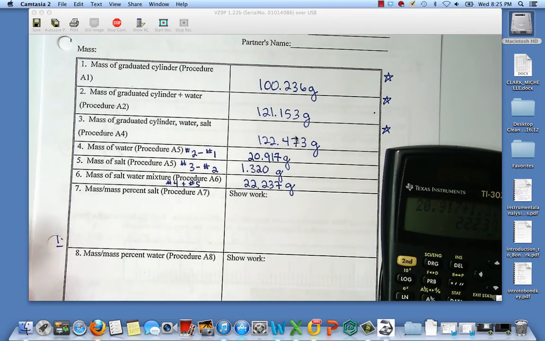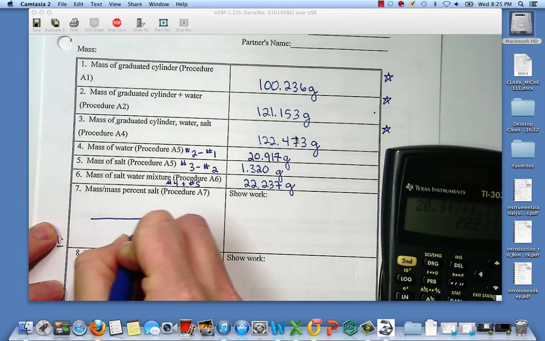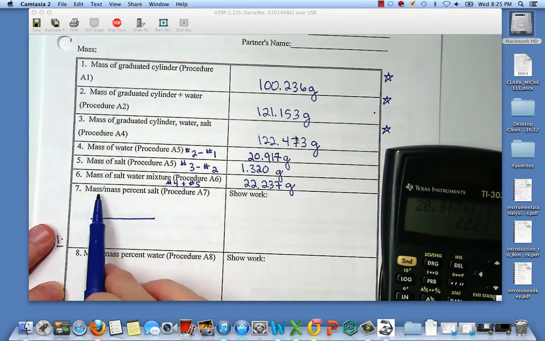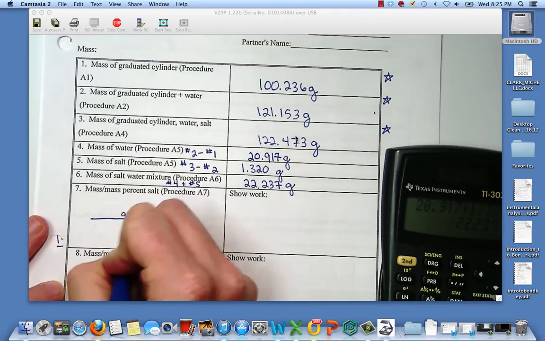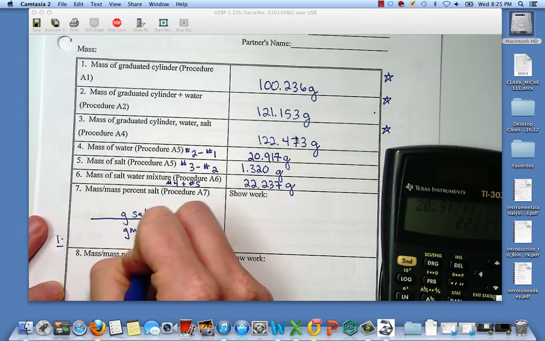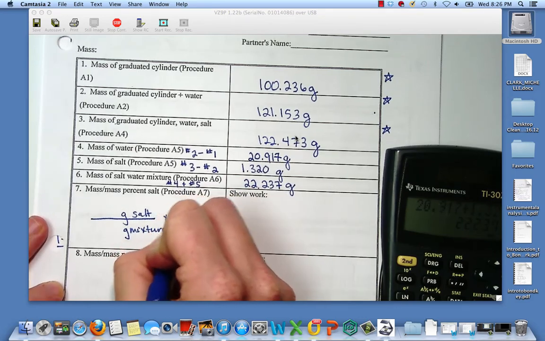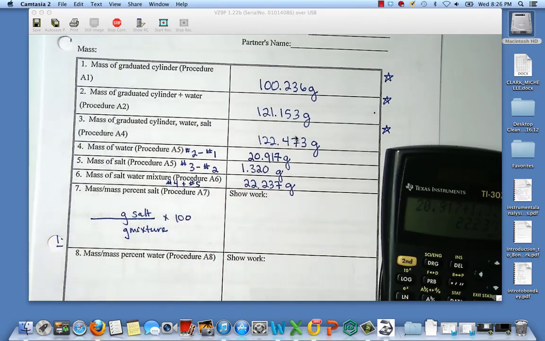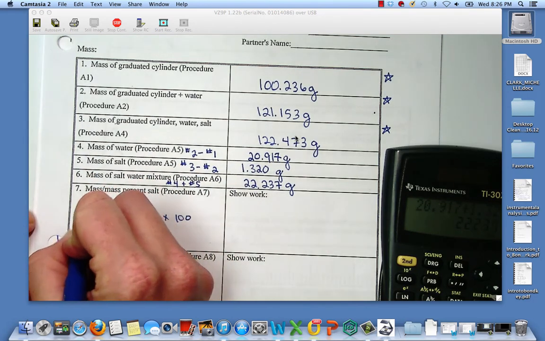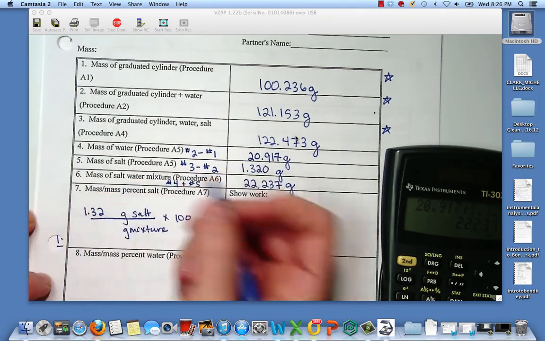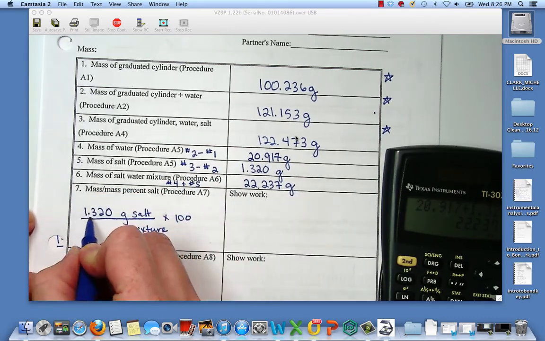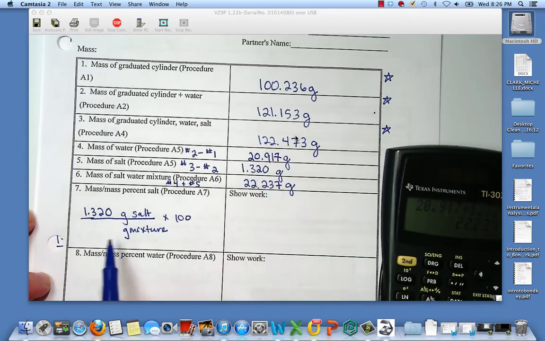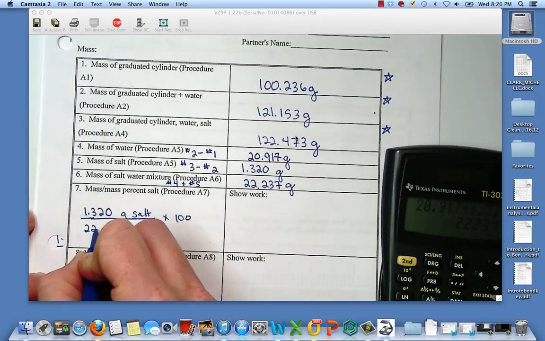And this is explained in your procedure, but I'll go ahead and do this here. To get the mass percent salt, you do the grams of salt over the grams of the mixture times 100. So the grams of the salt for Jen's data, and yours will be a little different, unless you're her partner, is 1.320 grams, over the grams of the mixture, 22.237.